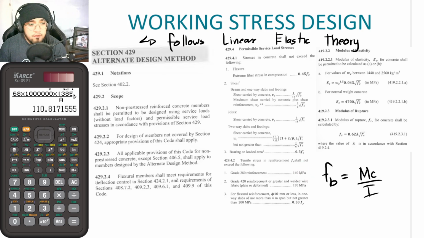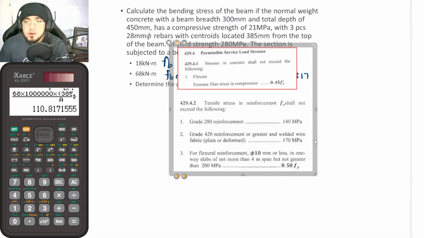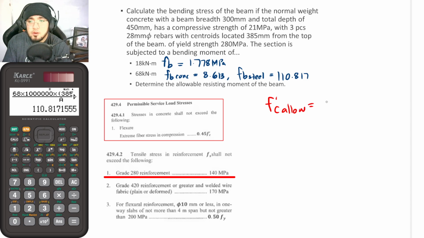So once again, if I am to copy this section here, for a moment, I would just be copying it here. So this is now the code provision. And as you can see here, since we are to make use of 280 megapascal steel, it means the allowable is 140 MPa. Okay, so from that, I will just be typing here F prime C allowable, that is equal to 0.45 F prime C, and our F prime C is equal to 21 megapascal.